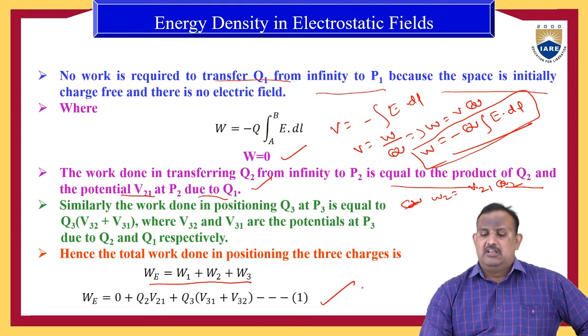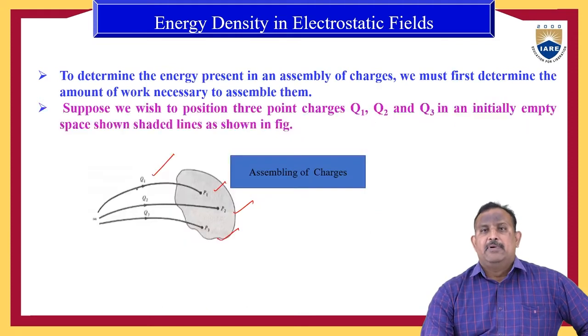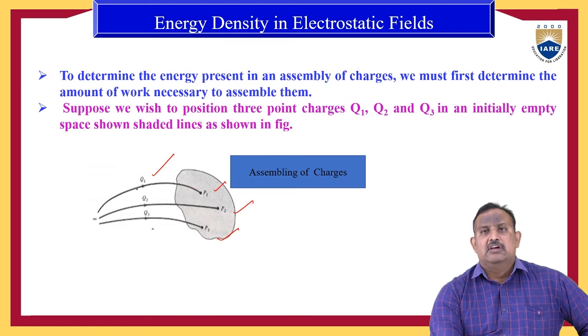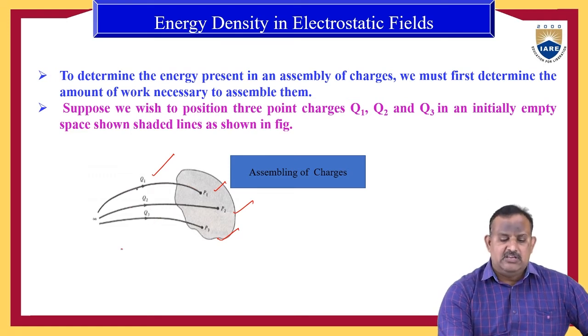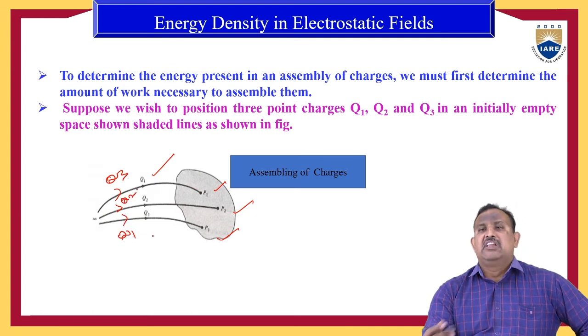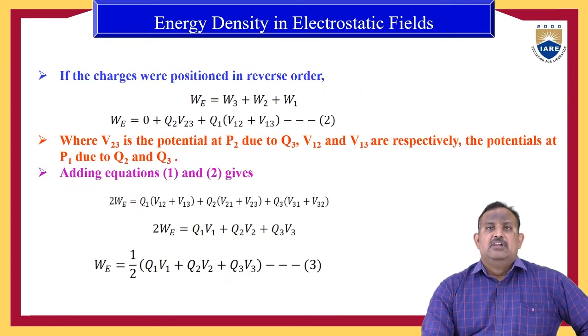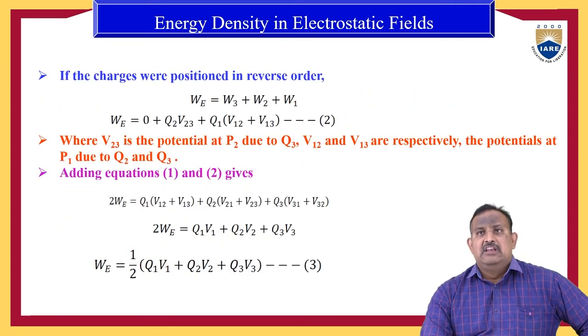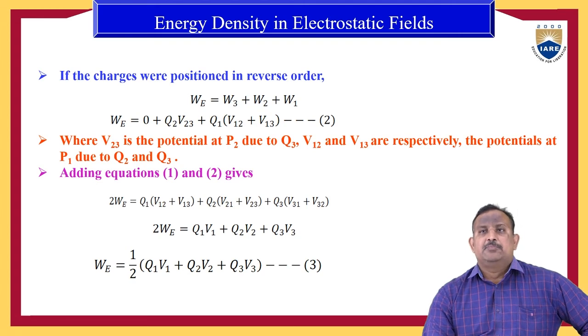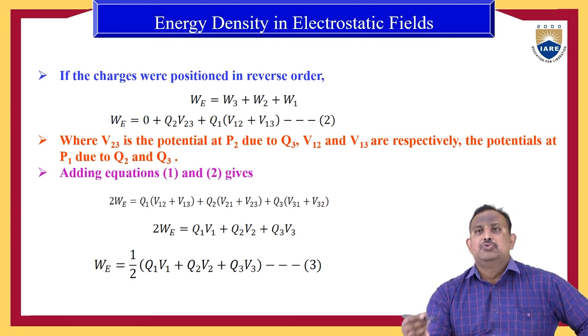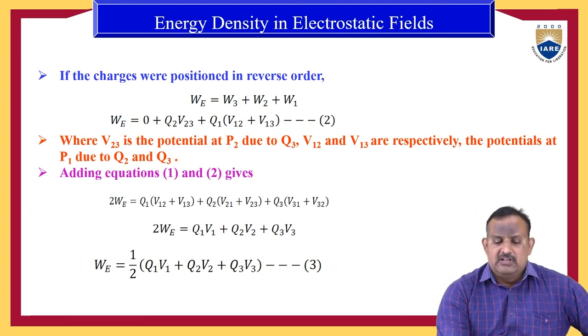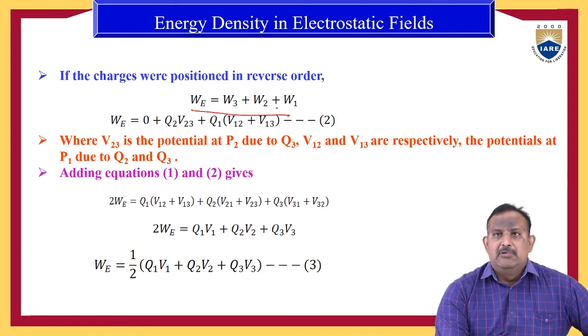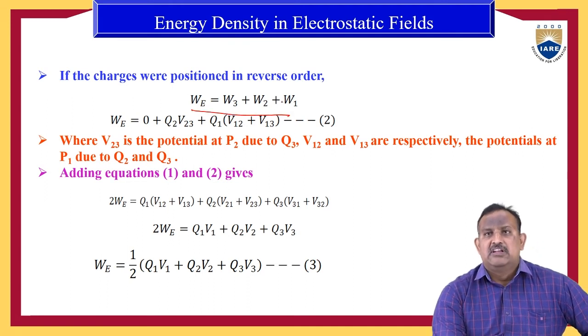Next, similarly, we assume the point charges Q3, Q2, Q1 in reverse order. Then the work done required is different from the previous case. Now, if the charges were positioned in reverse order, that is Q3, Q2, Q1, the work done required is equal to W3 plus W2 plus W1.